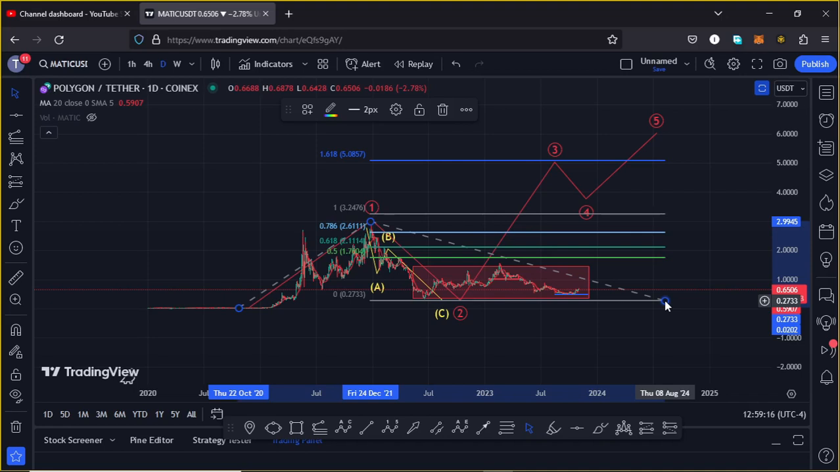So that is what I'm keeping my eyes on the short term and also on the long term here on the Matic chart. And I hope that video was of much help to you.